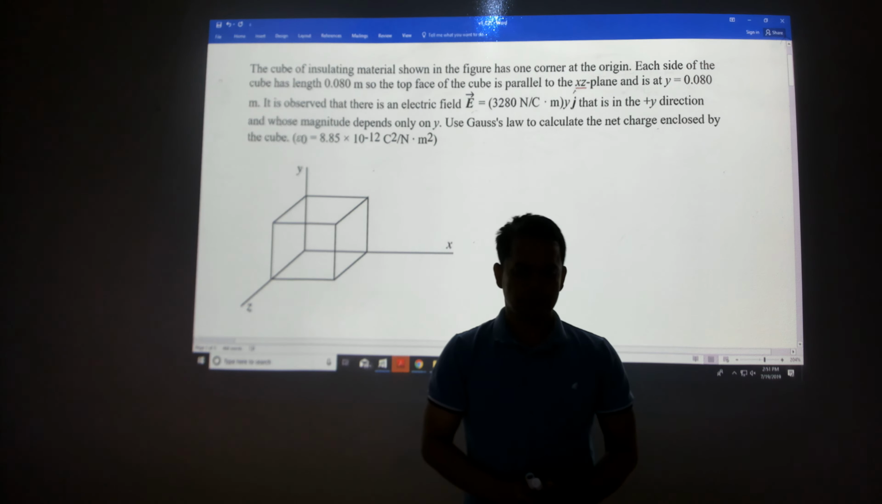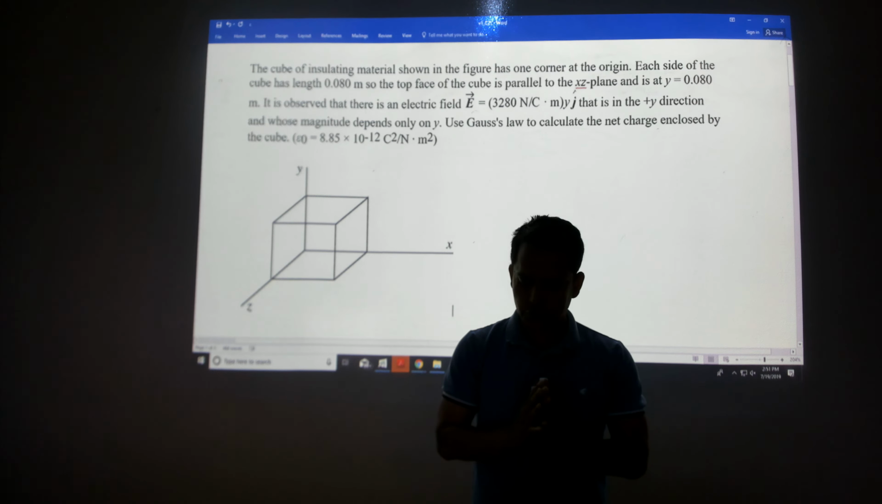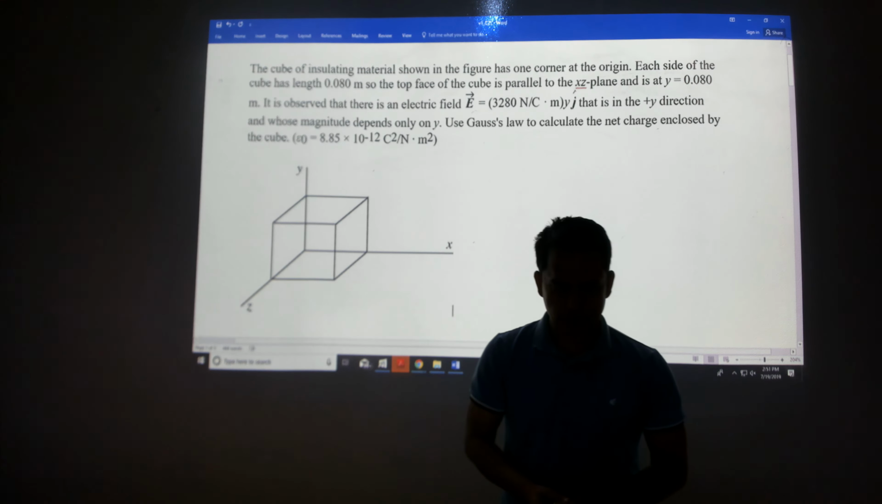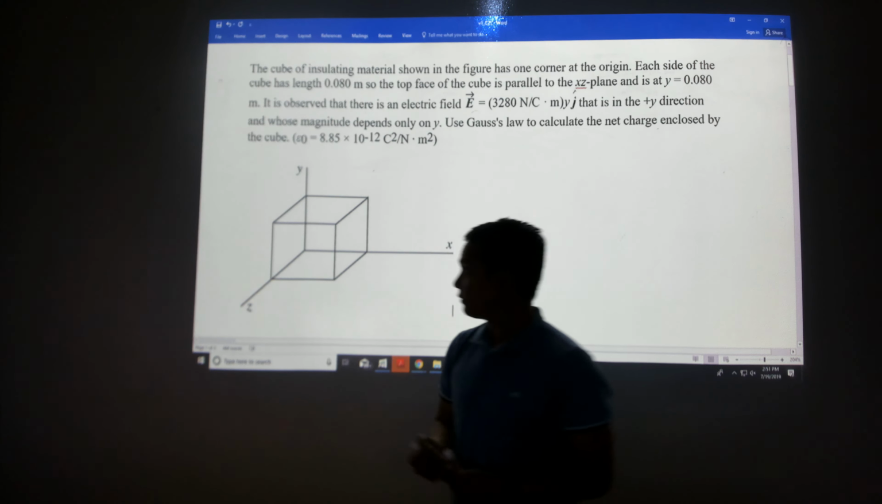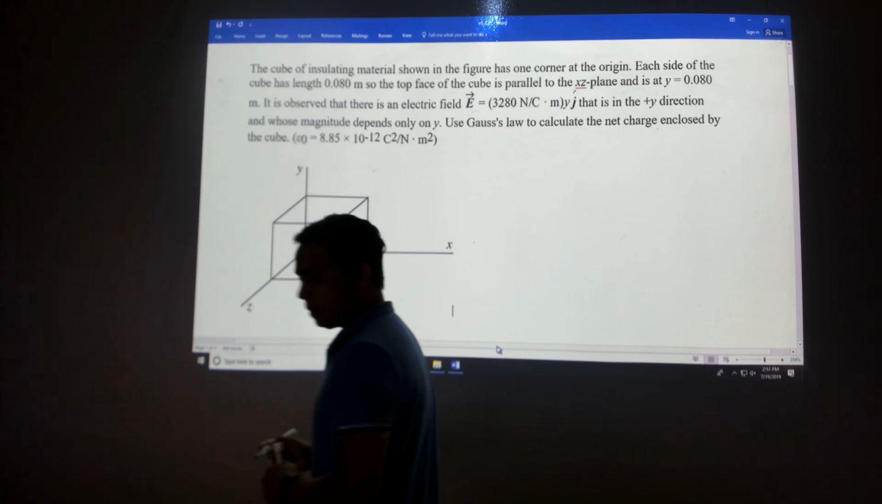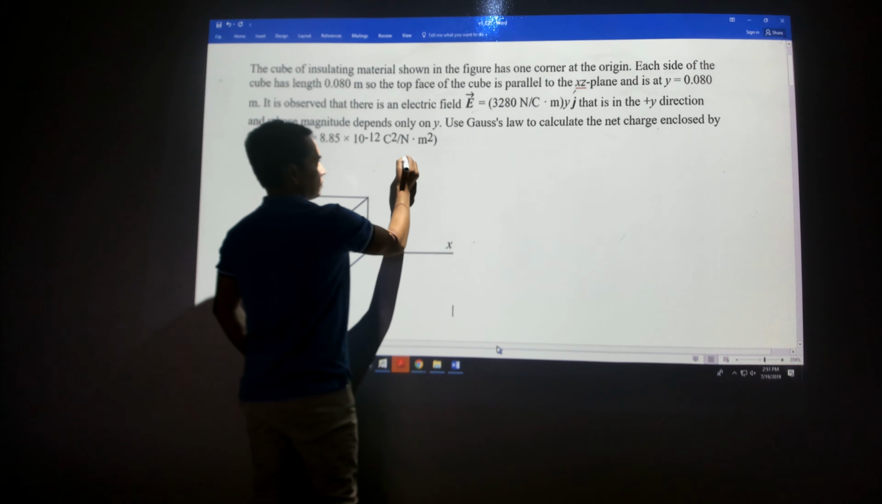In this problem, we have to calculate the charge enclosed within a cube. What's given is the electric field. If you look at this problem, the electric field is given. The value of the electric field is right here.